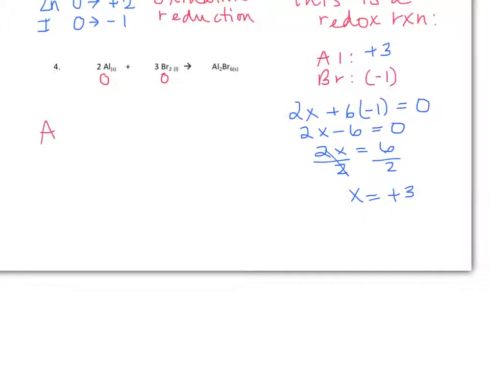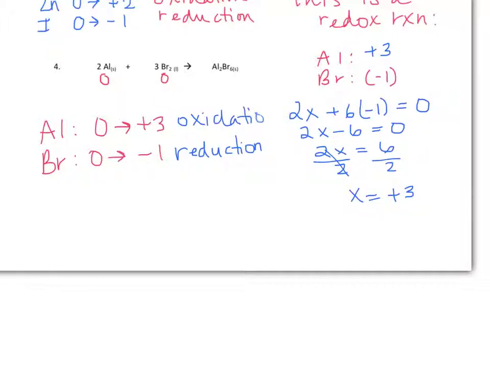So we have aluminum that's going from 0 to +3. We have bromine, and that's going from 0 to -1. Again, ask yourself, do we have to gain or lose electrons in order for this to happen? Let's look at bromine first. We have 0 and we become more negative. Therefore, we had to gain electrons, so this is undergoing reduction. And by default, the other one is undergoing oxidation.